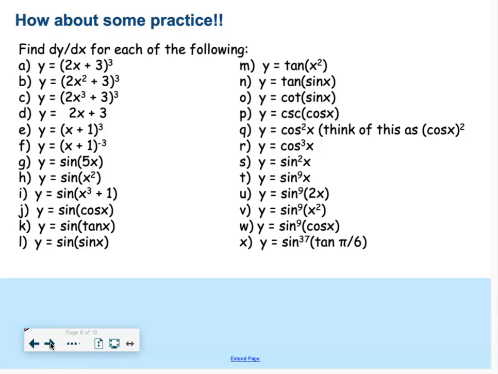So work through these problems, and pause it right here so you can have time to work them through, because I'm going to show you the answers in just a moment.